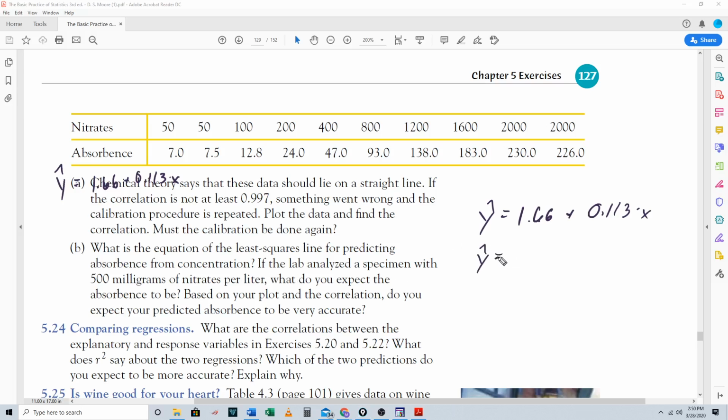So y hat is equal to 1.66 plus 0.113 times 500. Okay. So what do you expect absorbance to be? Again, basically place it in your calculator. Based on your plot and your correlation, do you expect it to be accurate? Yes, because this was really close to 1, it should be really accurate.